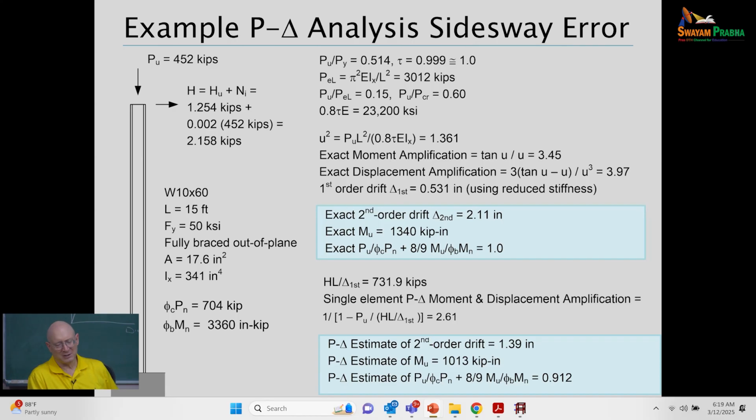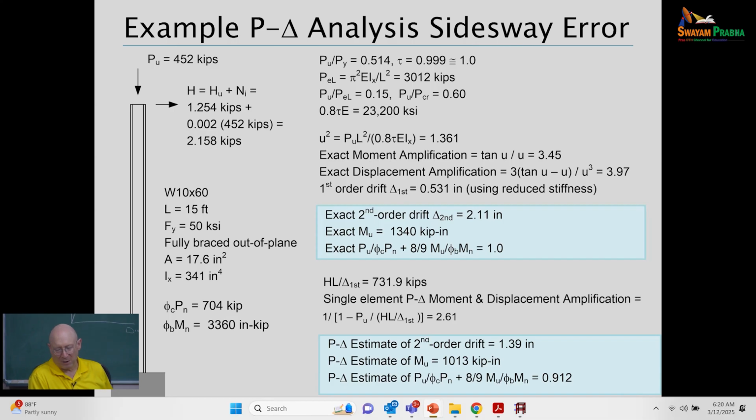Again, this is kind of an example. It shows up in the commentary to the ISC as kind of a worst case example of where you have to consider P small delta. You can't just do a P large delta with a single element on this column. But okay, what are the ramifications of just doing P large delta here? Well, that's what's in the bottom blue box.